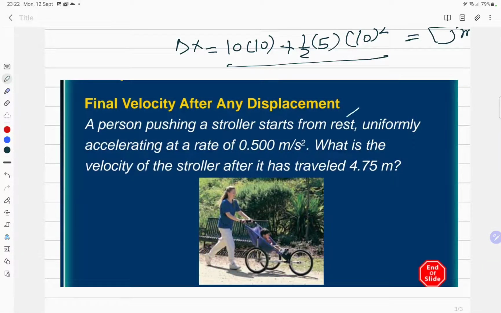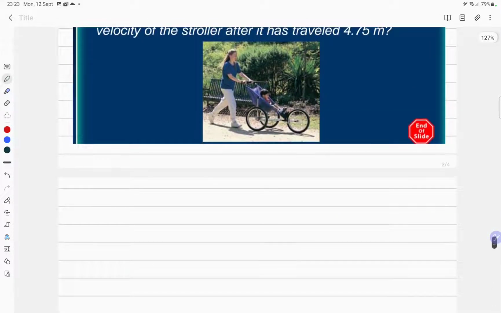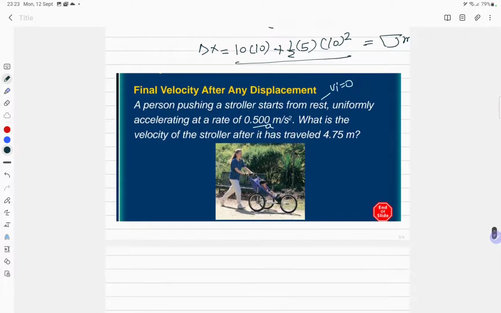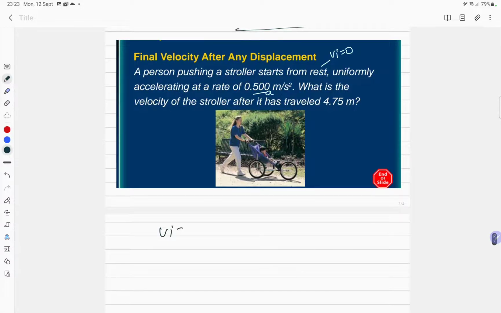Rest means v initial equals 0. Uniformly accelerating at a rate means it gave me the acceleration. What is the velocity of the stroller after it has traveled 4.5 meters? Here I want to note things down so I can see them. So v initial equals 0, acceleration is equal to 0.5, and delta x is 4.75, and he wants the time.